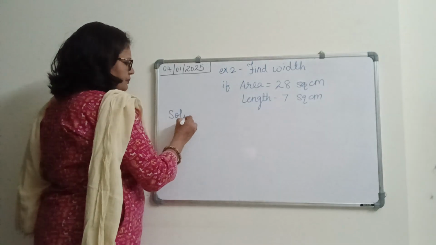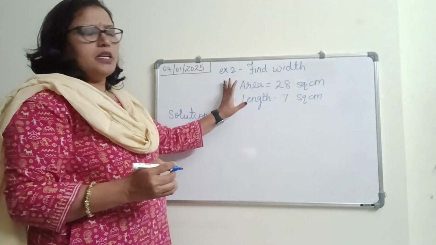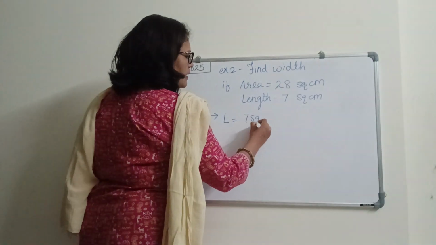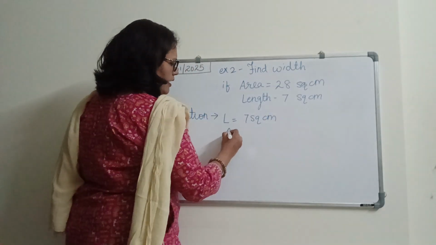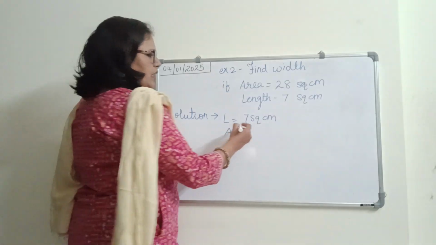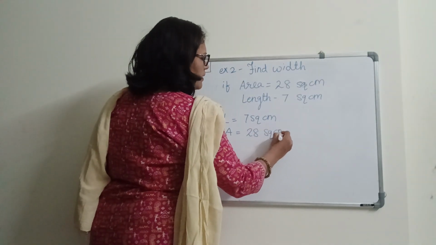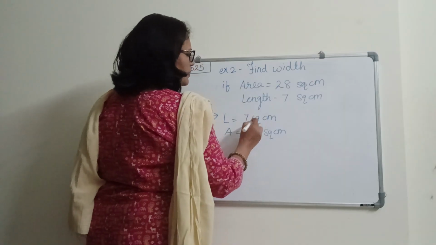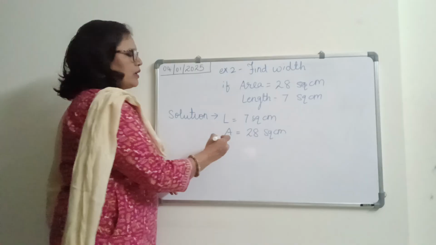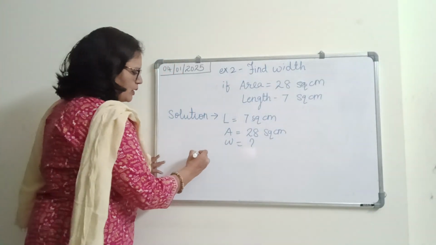So solution. Given, I have already written here. L equal to 7 centimeter and A, we write the shortcut A for area, L for the length, that is 28 square centimeter. So this is the given. Now we know what we have to find out: what is the width? Question mark. First of all you have to write the formula.